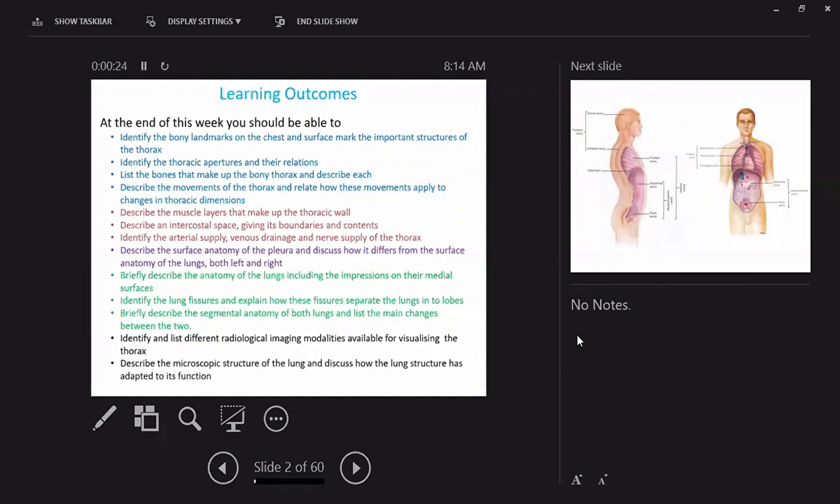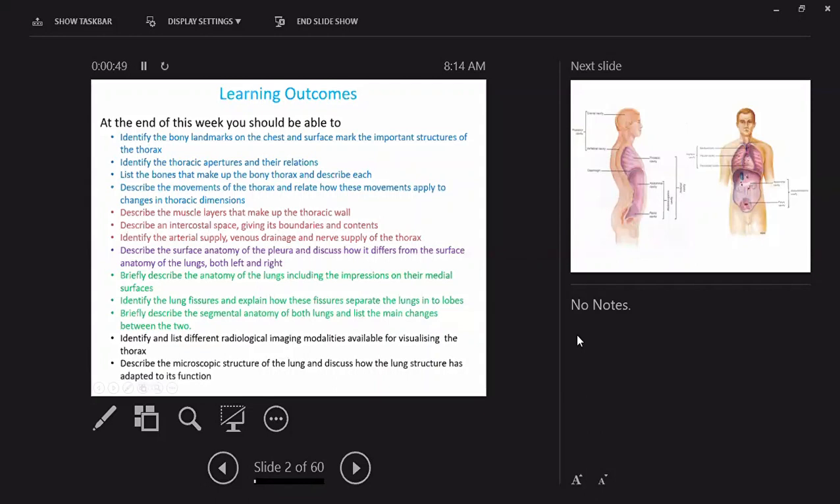At the end of this week, you should be able to identify the bony landmarks on the chest and surface mark the important structures of the thorax. This first objective is all important. This is what you are going to carry to your clinicals, to your professorials, and for the rest of your life. So please know how to identify the bony landmarks. Surface anatomy is always extremely important.